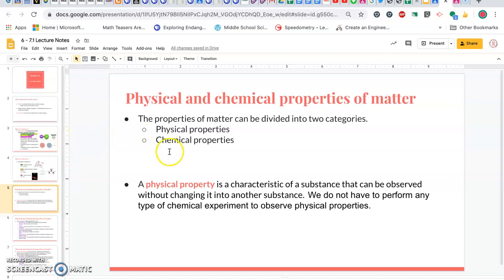But basically, the difference between a physical and a chemical property is a physical property is a characteristic of the substance or a characteristic of the matter that can be observed without it changing, without that matter changing into another substance. So we don't have to perform any type of experiment on it. We don't have to combine it with anything in order to observe physical properties. You can just see it from the matter sitting there.